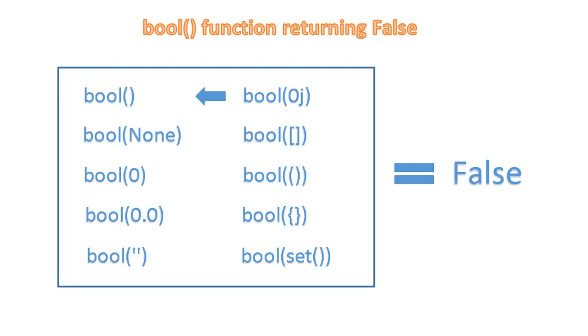Let's see different values when passed to the bool function returning False. The bool function without any argument will return False. None type when passed to the bool function will return False. Similarly, an integer 0, a float type value 0.0, an empty string, a complex type value 0j, an empty list, empty tuple, empty dictionary, and empty set. All these values when passed to the bool function will return False.